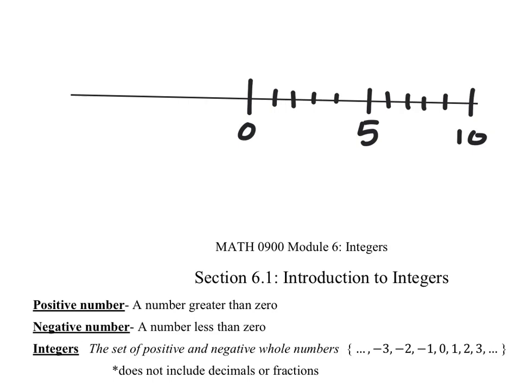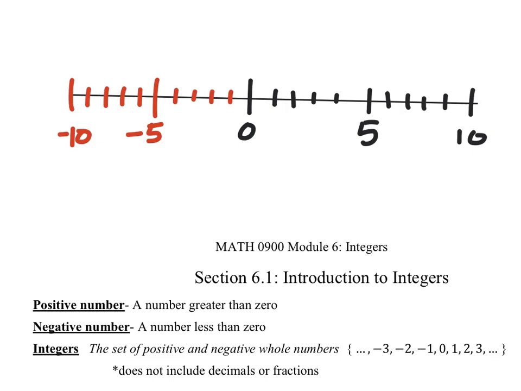The numbers to the left of 0, though, those are negative numbers. So this first mark would be considered -1, then -2, -3, -4, and then we would have -5, -6, -7, -8, -9, and then -10. And this line goes on infinitely in both directions.